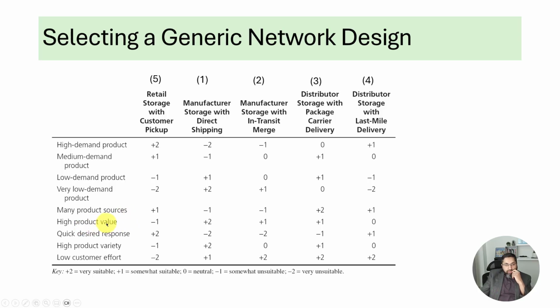High product value, okay. Look at this one, distributed storage with last mile delivery. It's kind of neutral because this is your appliances, your automotive car parts, which are especially expensive parts, because it makes sense to be delivering 10, 20 of those parts a day in a truck because that's like $1,000 of revenue. So it's feasible to do.